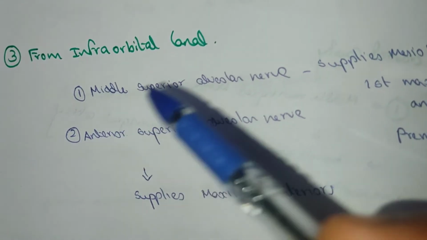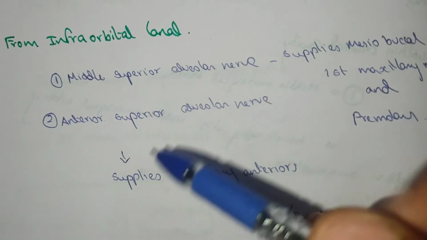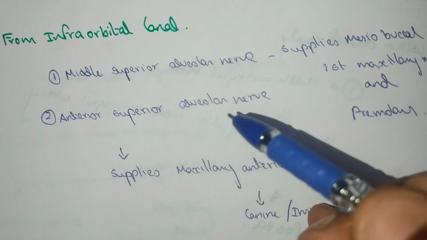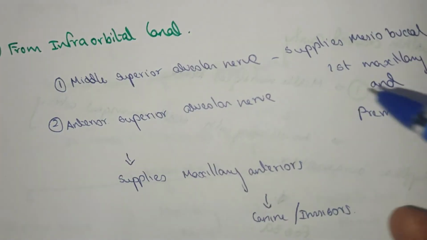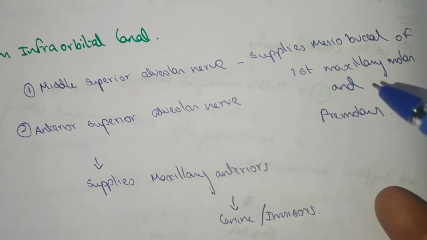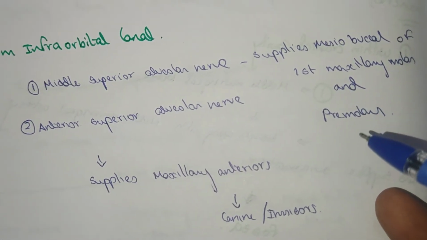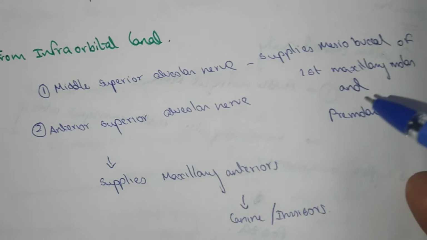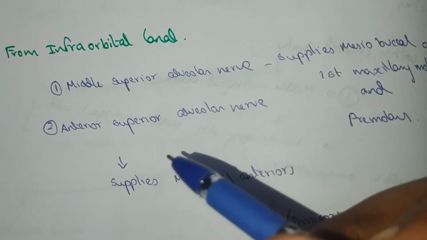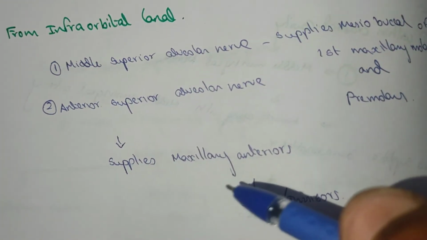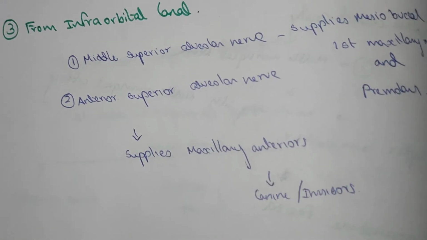Now you will see about the infraorbital canal. From there, it gives two branches: the middle superior alveolar nerve as well as the anterior superior alveolar nerve. The middle superior alveolar nerve supplies the mesiobuccal root of the first maxillary molar and the premolars. The anterior superior alveolar nerve supplies the maxillary anterior teeth, which are the canines and incisors.